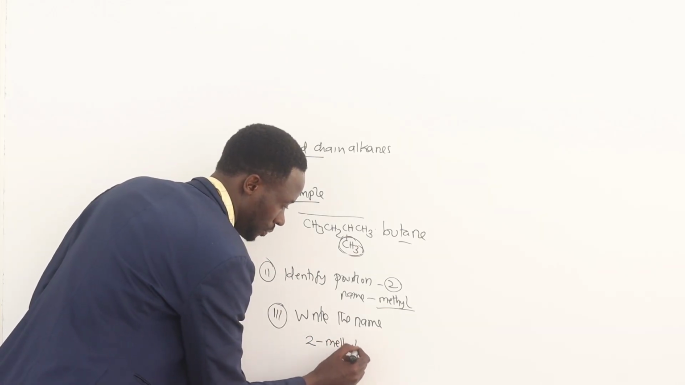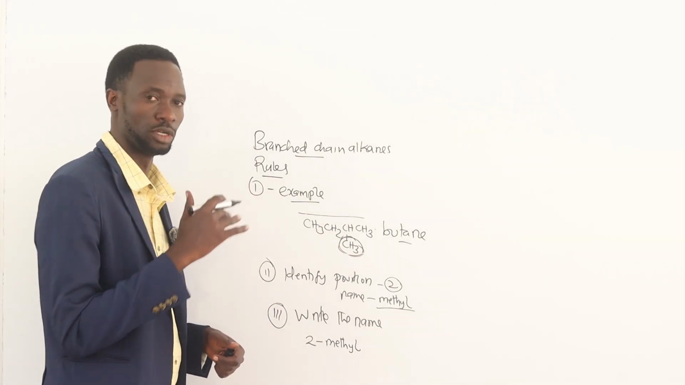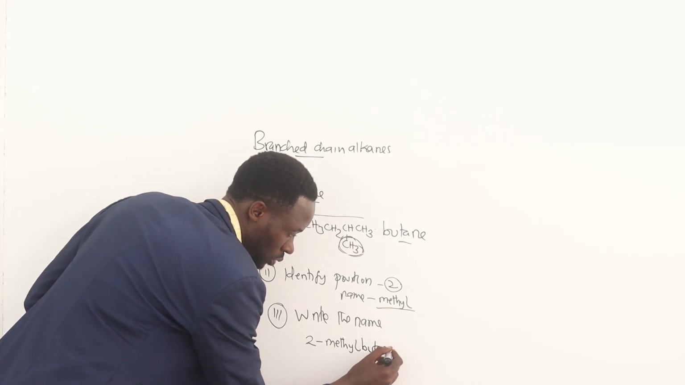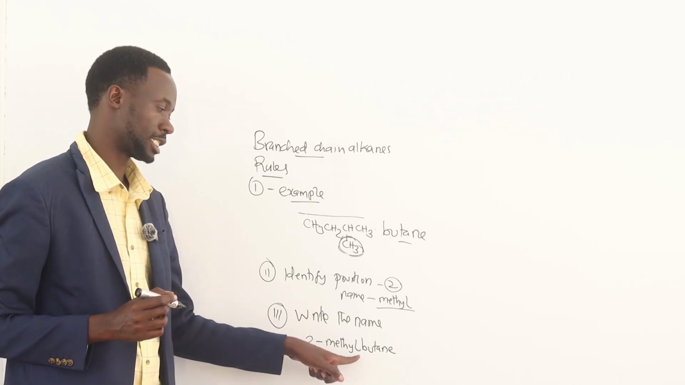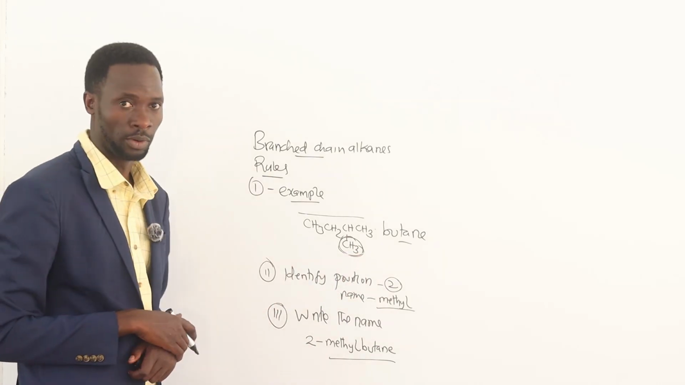methyl. And also, the name should be continuous with no space. Then you have to write butane. So it is 2-methylbutane. This is just the name of this hydrocarbon.